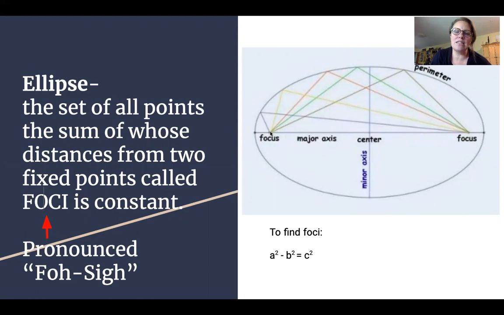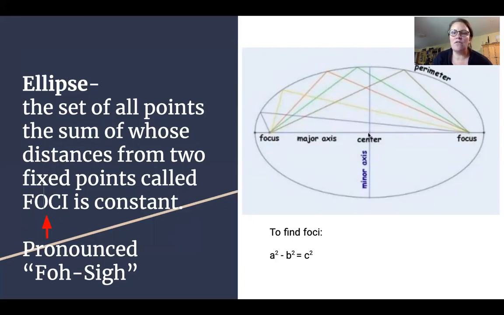An ellipse actually has two focus points, and we say that word foci. If you take the distance from one focus point, following this gray line segment, and then you take the other gray line segment, and add those two distances together, it would be the same length as if you took this yellow line segment and added it to this yellow line segment, and so on for all of them. If you add those distances together, the distances would be the same. You'll notice that in an ellipse, the focus is inside the ellipse.